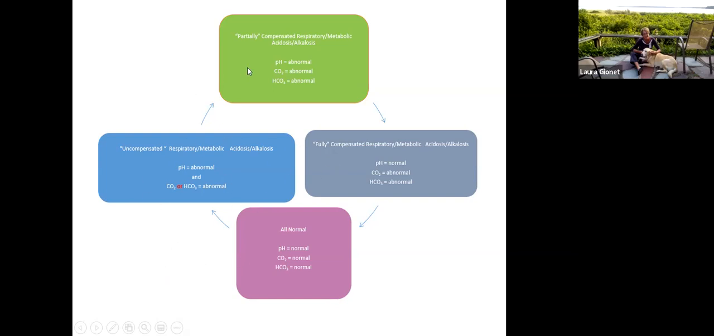So, what I want you to picture is that if I have some kind of uncompensated, let's say it's a respiratory acidosis, it will always be called respiratory acidosis, but now it's going to go into a partially compensated respiratory acidosis. And then it'll be a fully compensated respiratory acidosis. And then hopefully back to normal. And hopefully the patient becomes normal again.